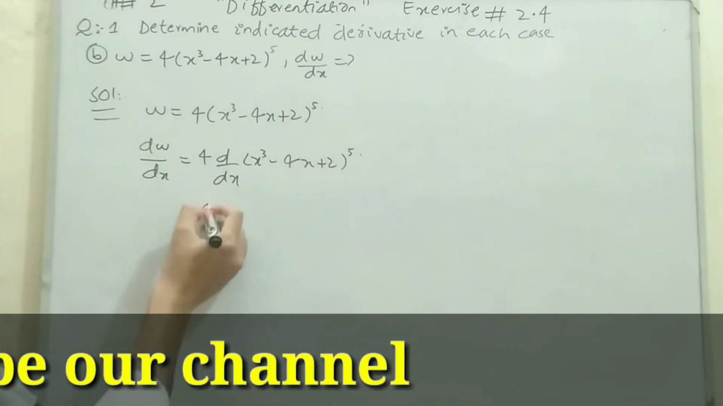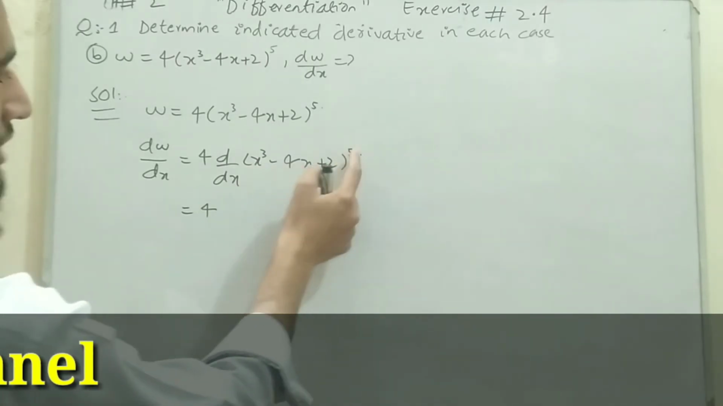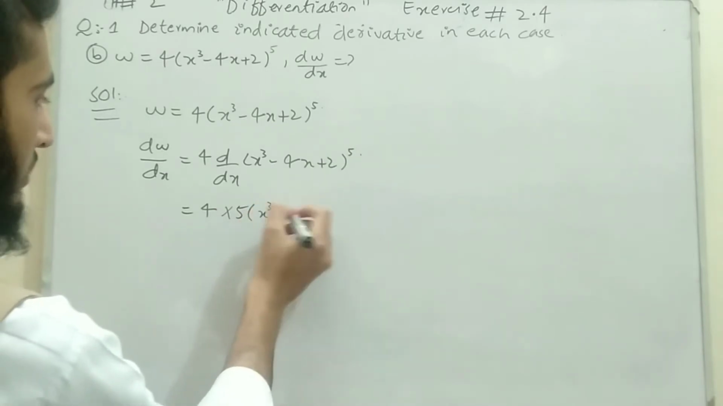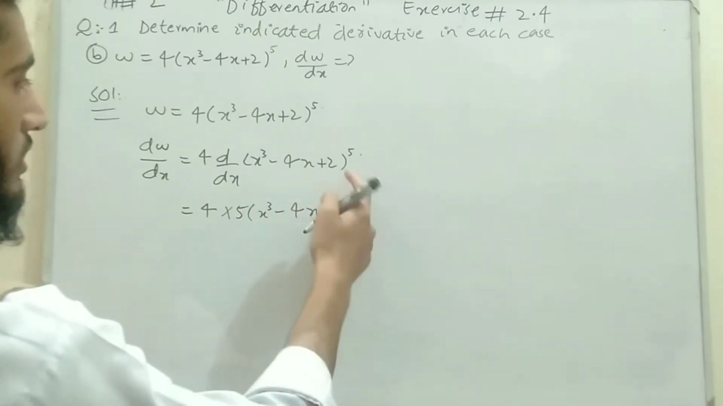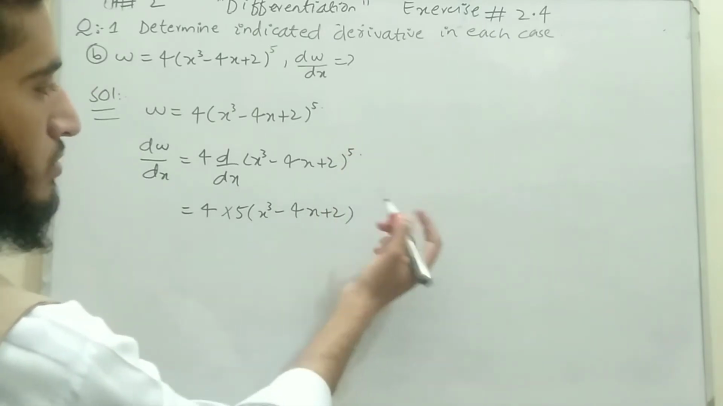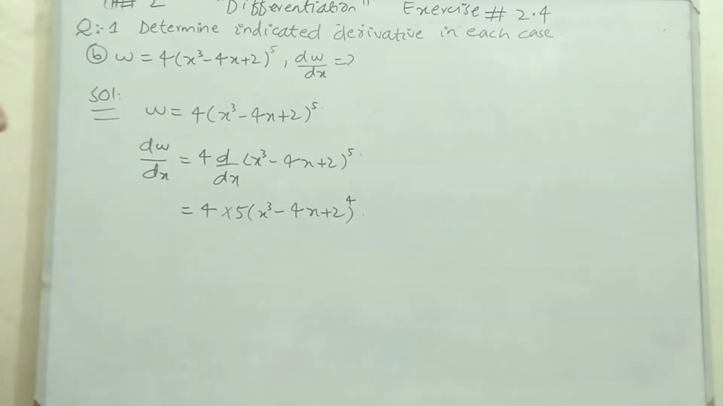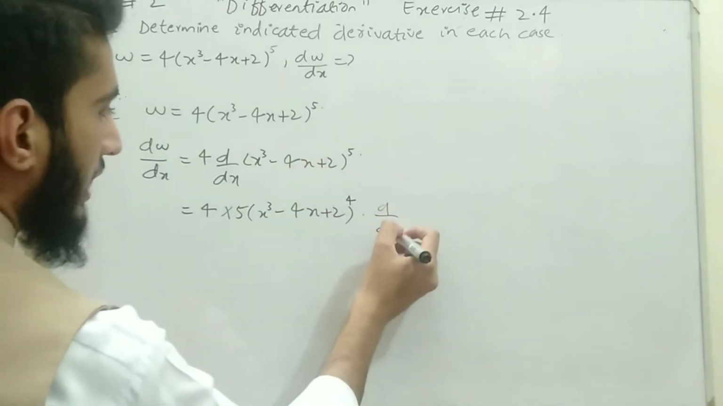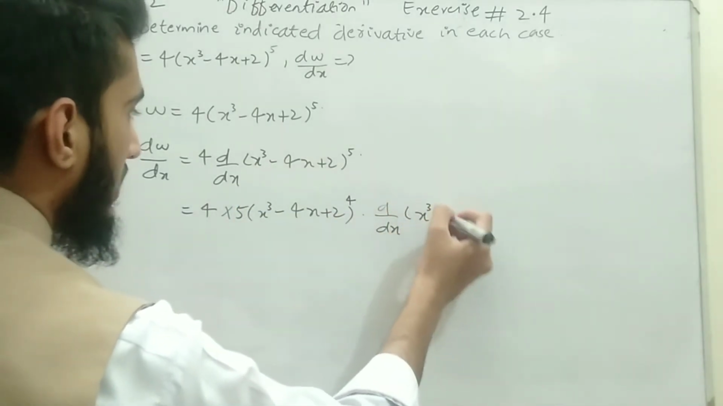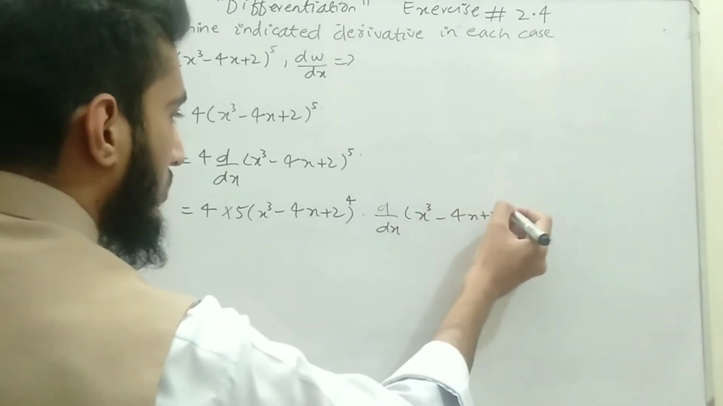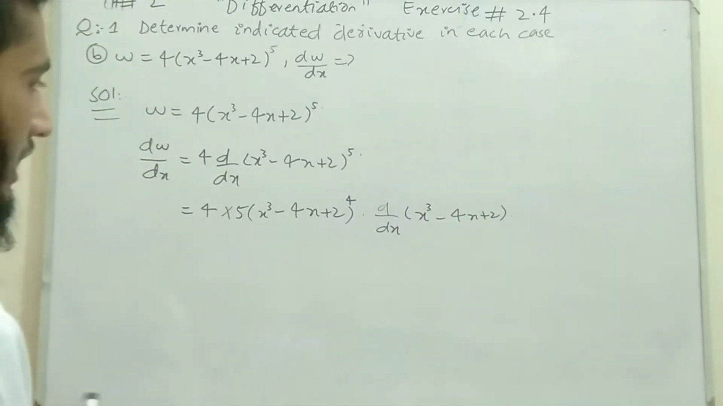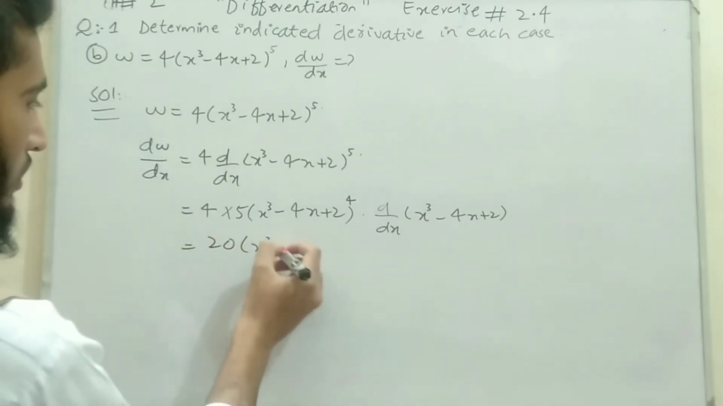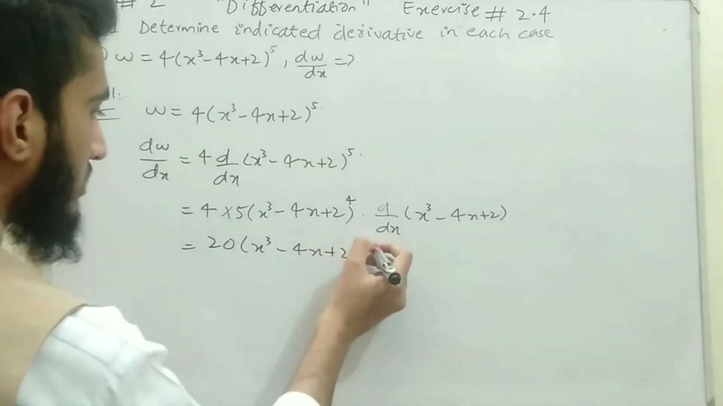So it becomes 4. Here we will use generalized power rule. This 5 will come to the front and we will subtract 1 in the power. So it becomes x cube minus 4x plus 2. So by subtracting 1 in the power, it becomes 5 minus 1, which gives us a value 4. After this, we will also take the derivative of this inner function. So d by dx of the inner function, which is x cube minus 4x and plus 2. After this, by simplification, it becomes 4 multiply 5 gives us a value 20 multiply x cube minus 4x plus 2 whole raised to power 4.